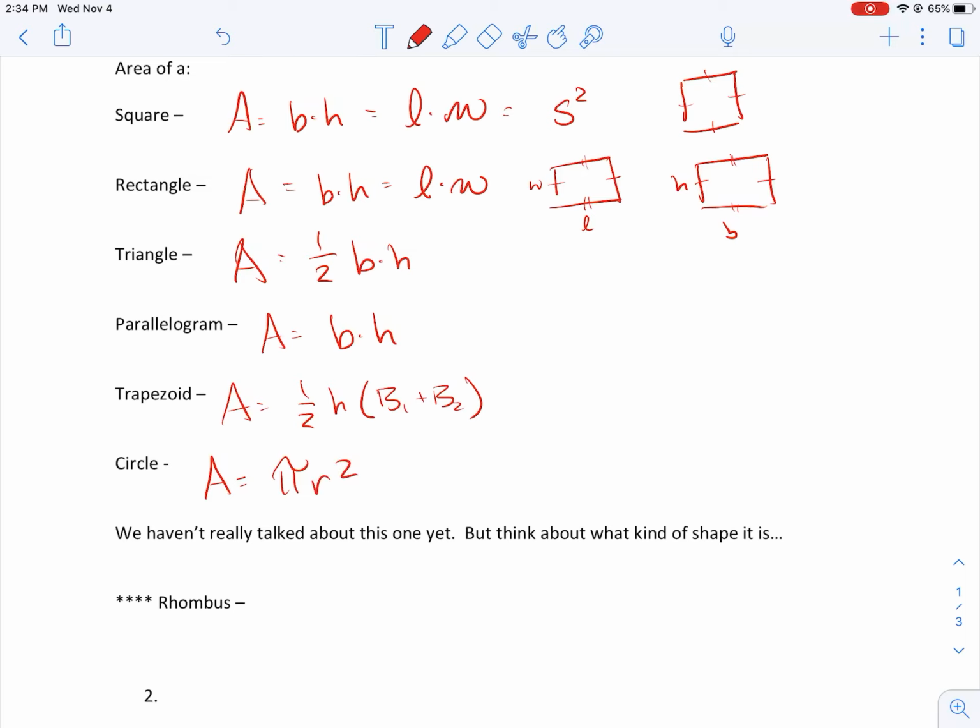Okay? And then the last one, we haven't talked about this one yet, but it's important that we at least recognize what shape this is. So think of it kind of like a square, but tipped over. And let me do a better version of that. That one kind of stinks. So here's our rhombus. What's important about a rhombus is that all sides are congruent, but only opposite angles are congruent. So therefore, not all the angles are 90 degrees, right? So that's the difference between a rhombus and a square, is it's kind of like a square, but tipped.